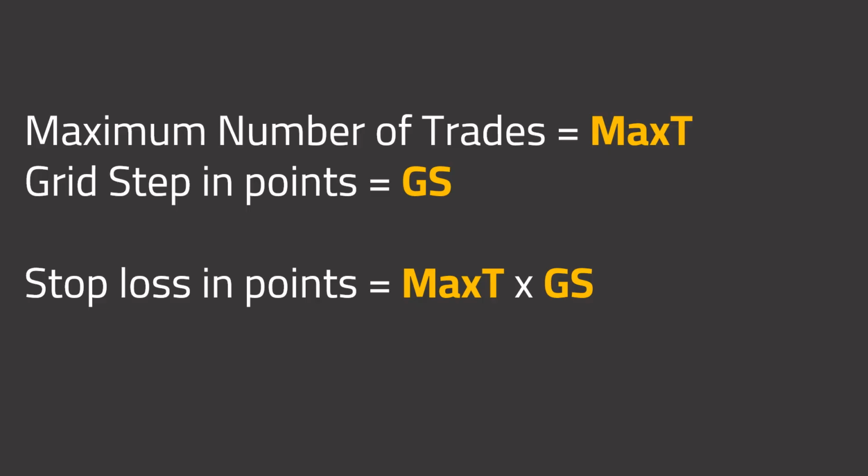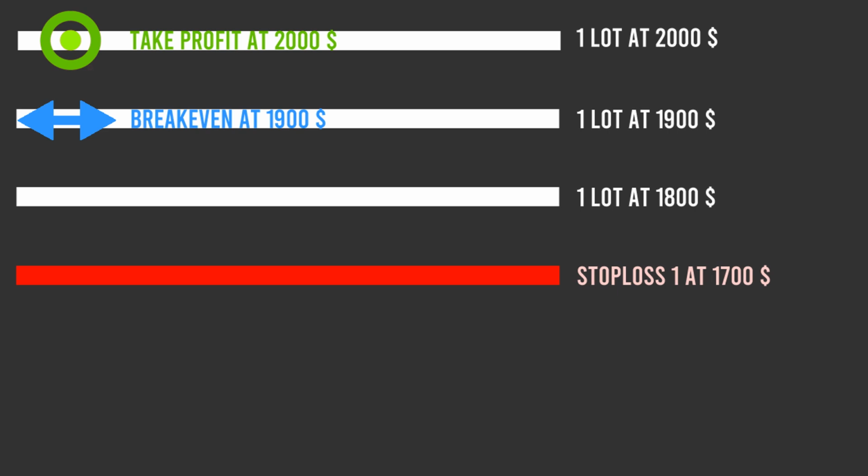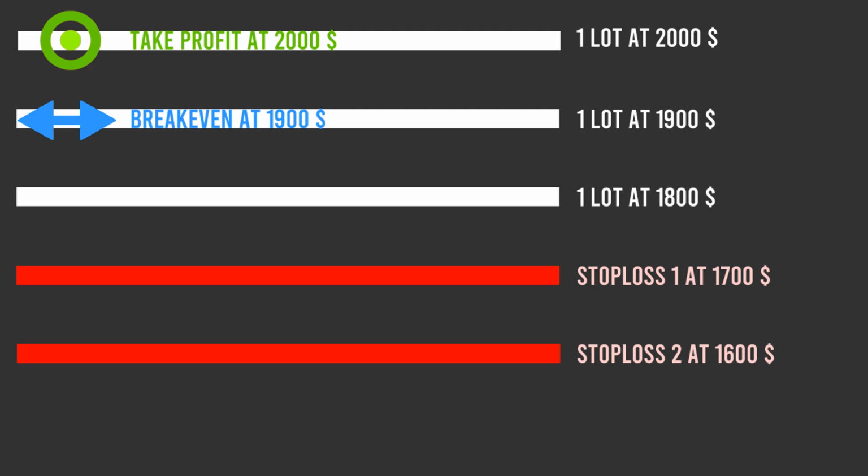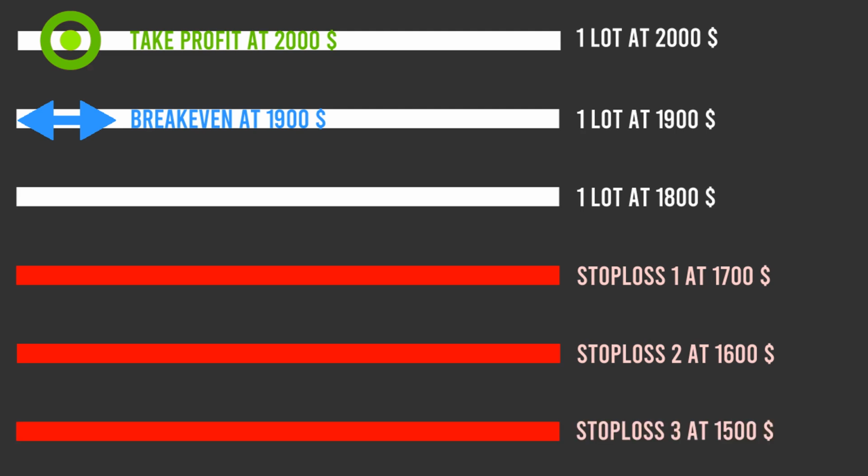For stop-loss distance, it is equal to the maximum number of trades within the grid multiplied by the number of grid step points. According to that, the stop-loss for the first order is $1,700. The stop-loss for the second order is $1,600. The stop-loss for the third order is $1,500.